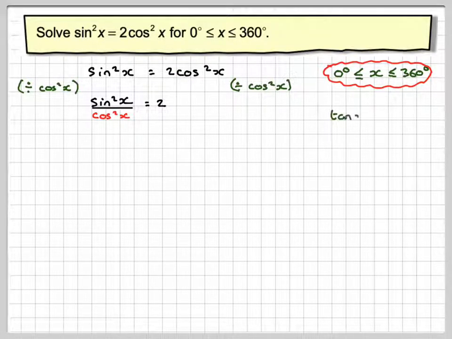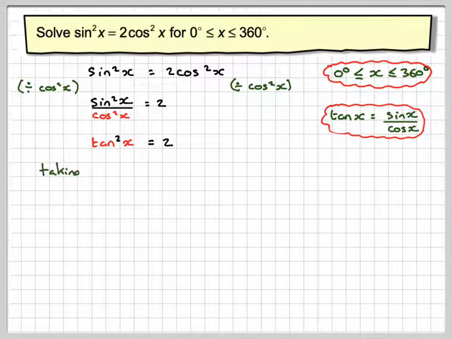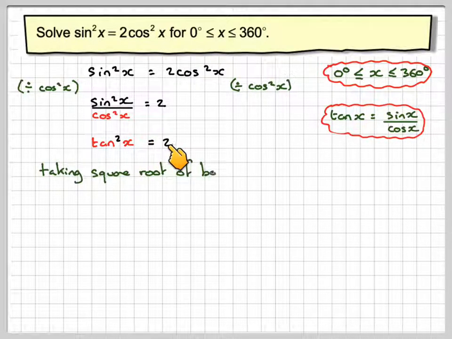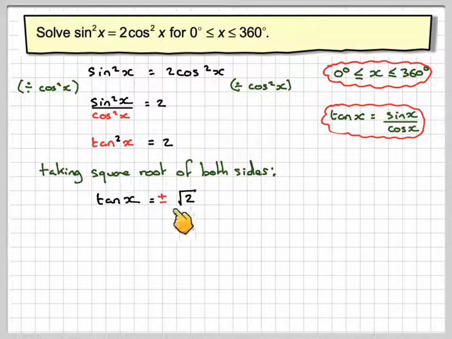Right, then we use the identity that tan x is equal to sine x over cos x, so therefore sine squared x over cos squared x is equal to tan squared x, and it's still equal to 2. Right, in order to solve this now, we take the square root of both sides. On the left-hand side we're going to get tan x. On this side we're going to get plus or minus root 2. So we need to remember it's plus or minus.